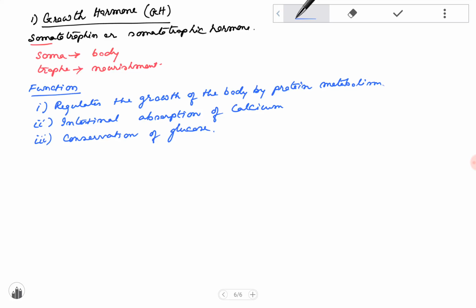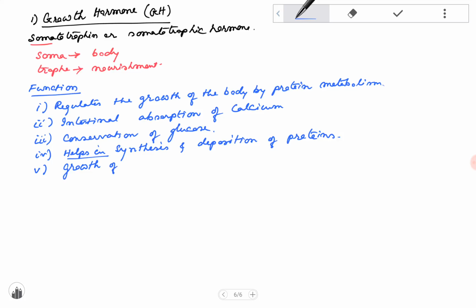Now it helps in synthesis and deposition of proteins. Number 5 is the growth of long bones. It obviously helps in synthesis and deposition of protein, growth of long bones and skeleton.